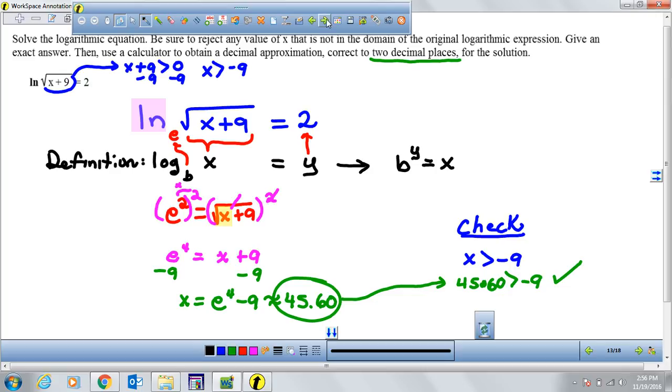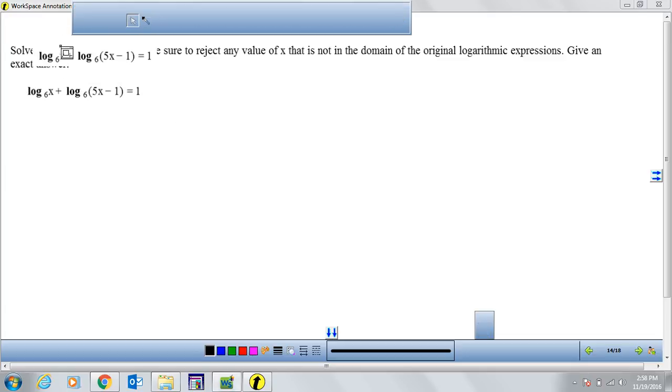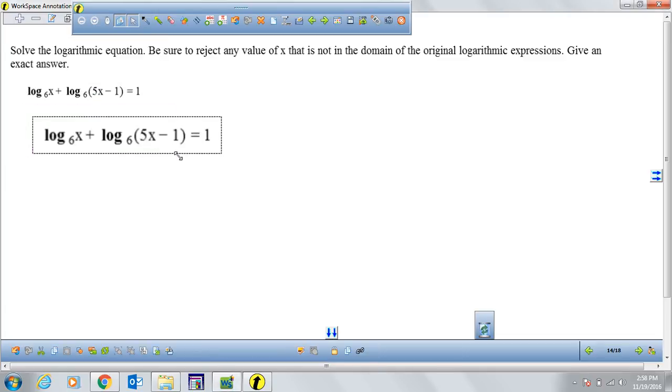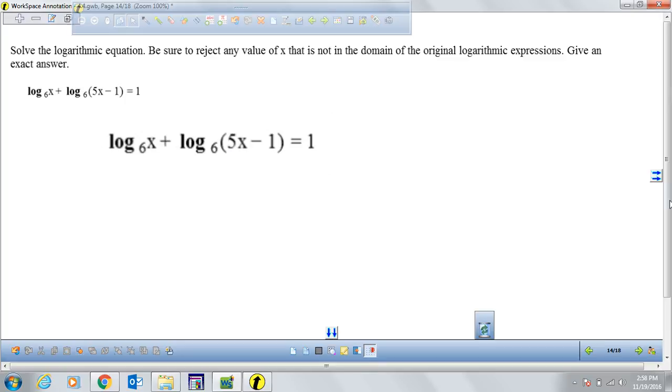Now, next question. We're going to solve the following logarithmic equation. So we're going to follow the same procedure. In this problem, the very first thing that we must do is condense that expression, because as you can see, this expression contains not one but 2 logarithms. Right? There's 2 logarithms in this expression.